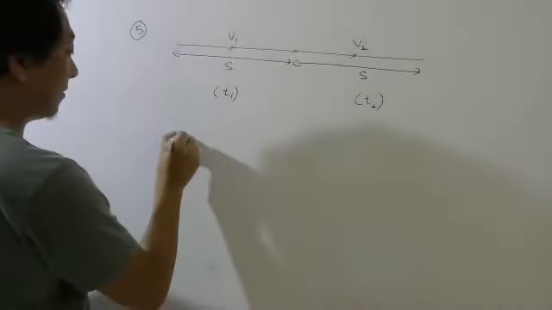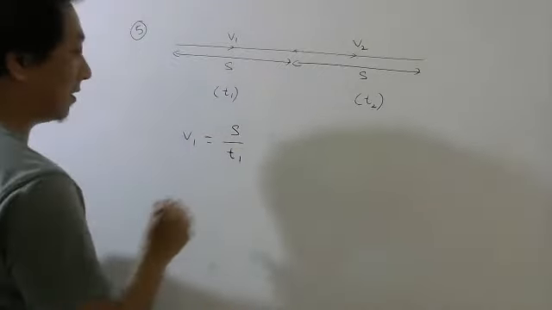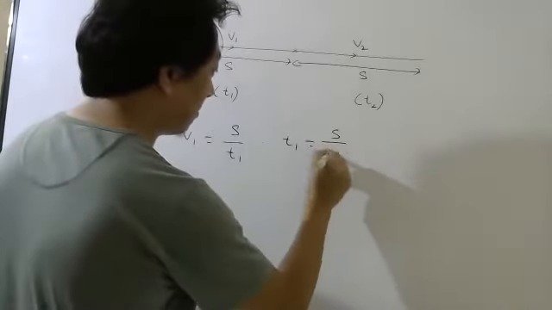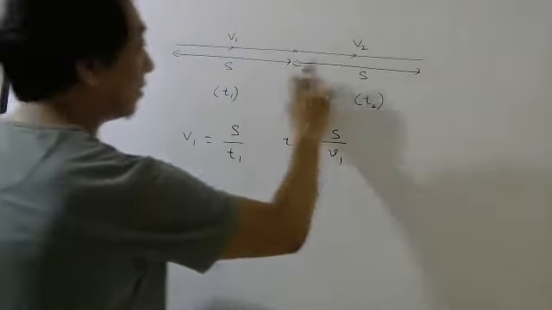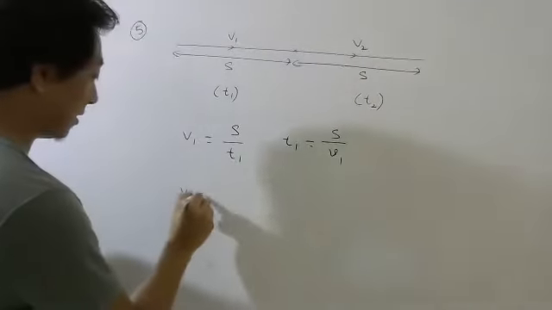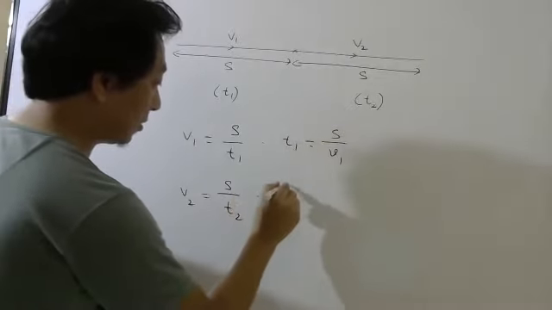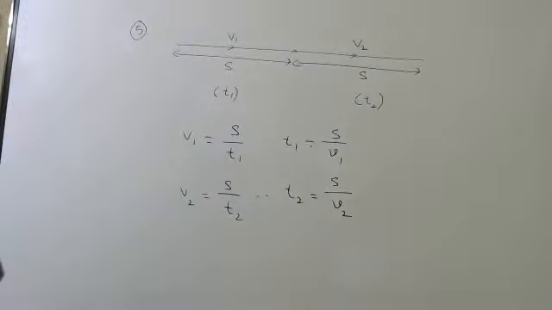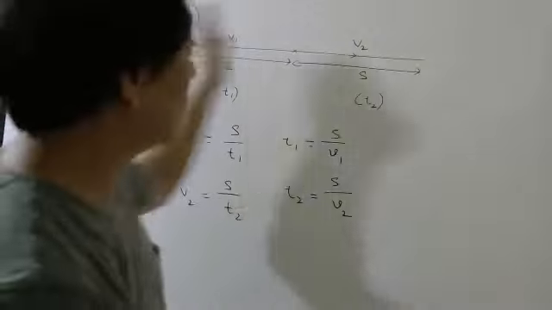Now what is v1? Displacement by time taken. So from here, what will be time taken? Cross multiply. Displacement by velocity. Those who know this formula directly, you write. Similarly, from here to here, what will be velocity? This v2 is from here to here. Displacement is same only. Time taken is t2. So time taken will be what? Displacement by velocity.